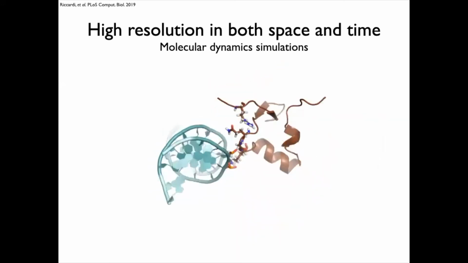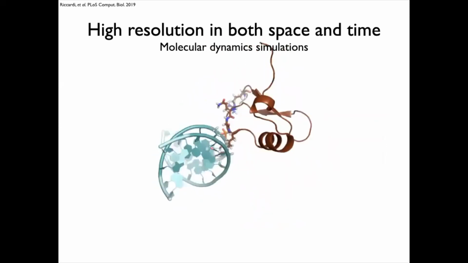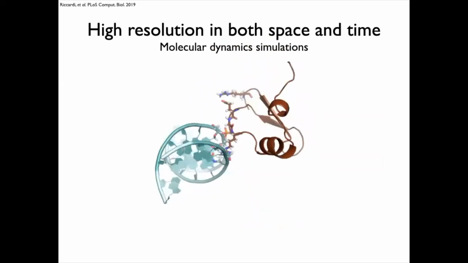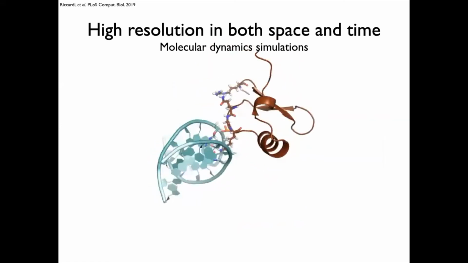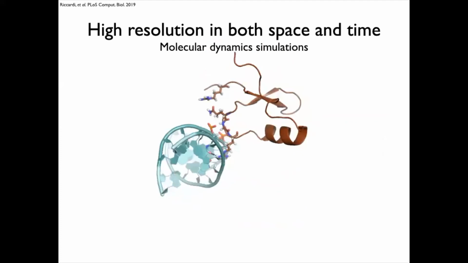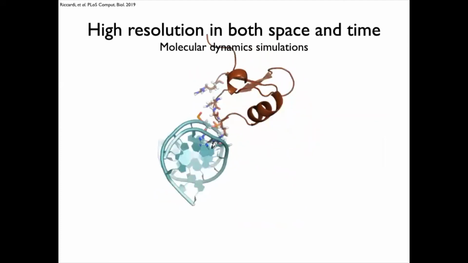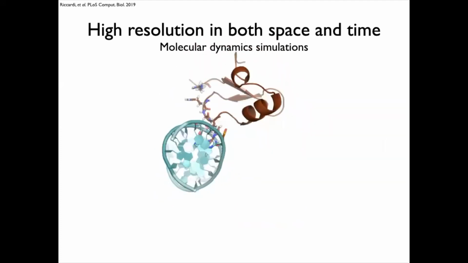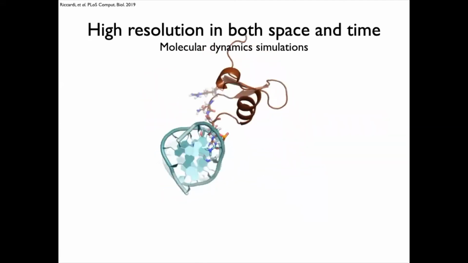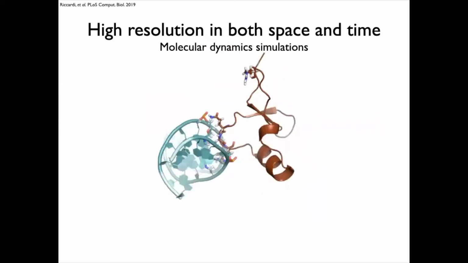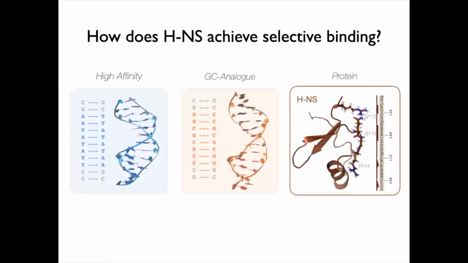And what happens is the protein moves around the DNA, and if we wait for a bit, then we actually see insertion of this particular binding motif. It really goes into the minor groove. I thought this is maybe one of the first movies that I show. Okay, but this was an AT-rich sequence. And now the question is, how does H-NS achieve this selective binding? Because from this we can then derive effective potentials.